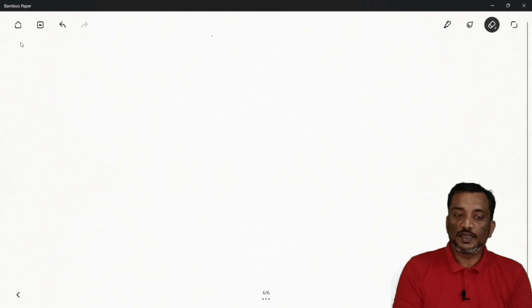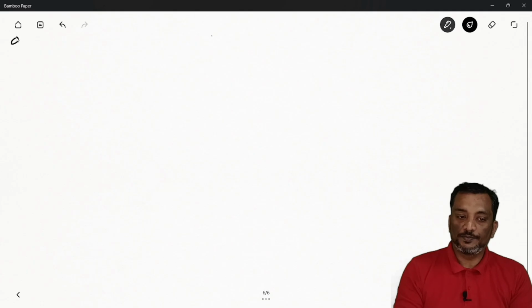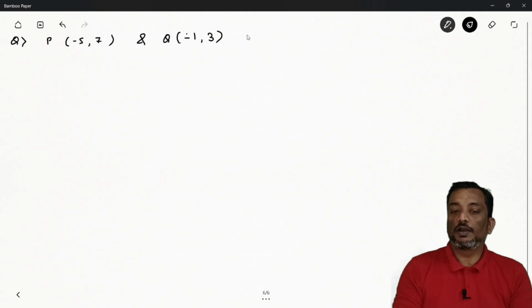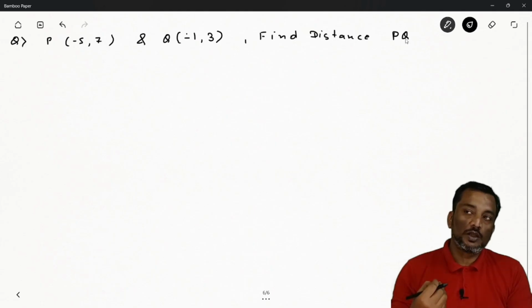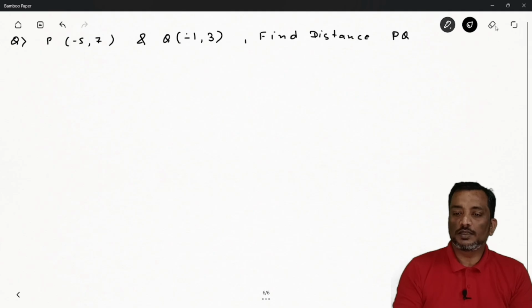Suppose I say, you have been given the 2 points. The first point P is given as minus 5 comma 7, and the second point Q has coordinates minus 1 comma 3, and find distance PQ. Either this type of question you will get in the 2 marks or MCQ.